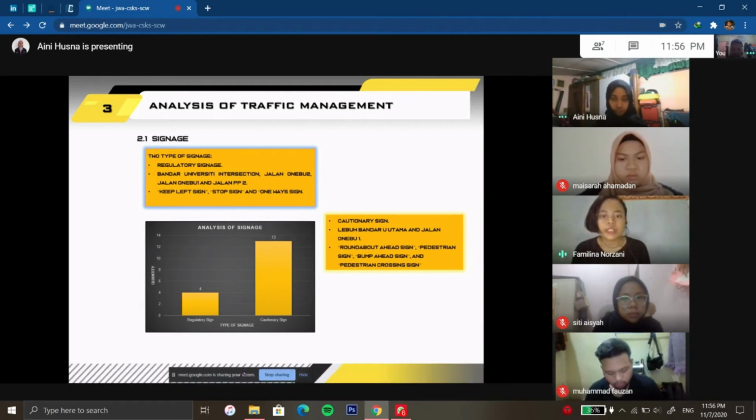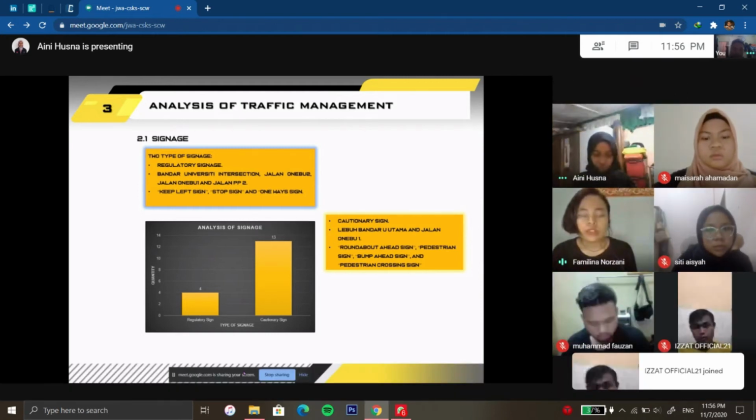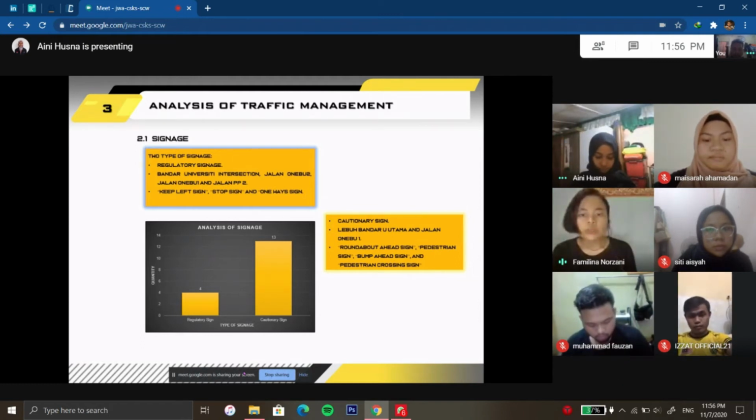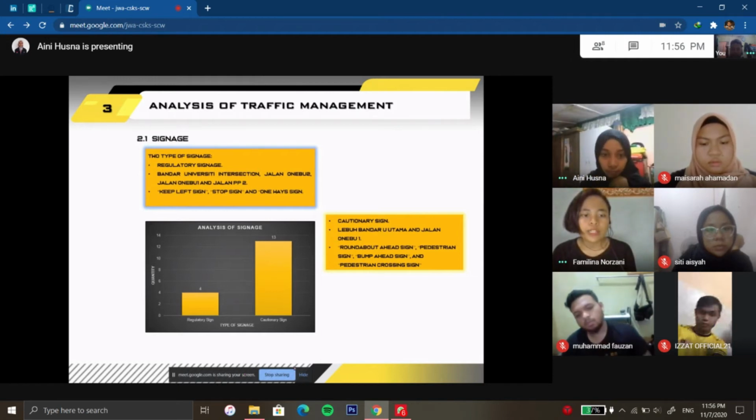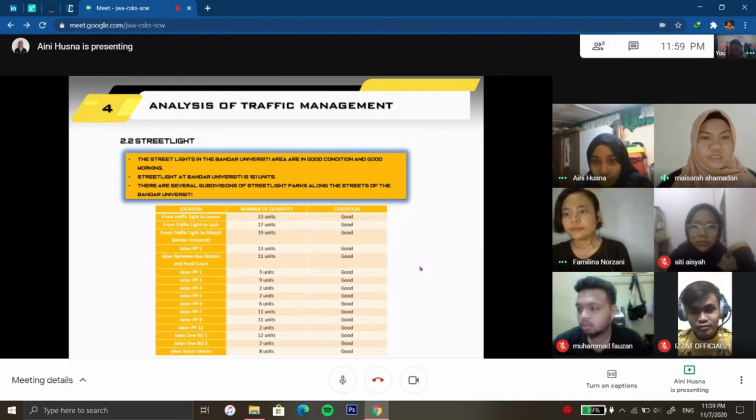The next signage available at Bandar University is the cautionary sign, located at Bandar U Utama and Jalan 1B1. The types of cautionary signage are the roundabout ahead sign, pedestrian sign, bump ahead sign, and pedestrian crossing sign. According to the graph shown on the slide, there are more types of cautionary signs compared to the regulatory signs.